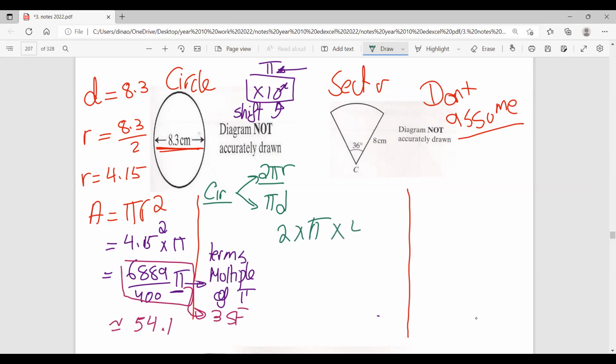I'll go to decimal directly: 2 times shift pi times 4.15. If the answer is in terms of pi, those with a calculator will get 83 over 10 pi, for those who want it in pi, or depending on the examiner. But I'll change it to decimal, so it's 26.1 after rounding.